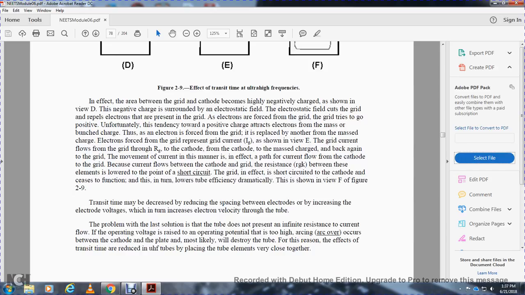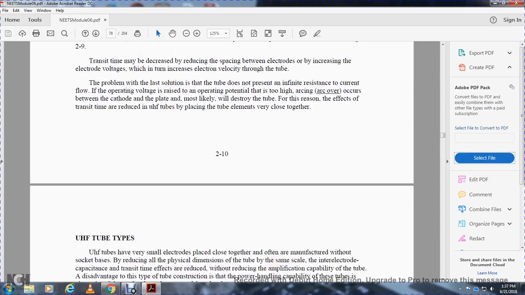Transit time may be decreased by reducing the distance between the electrodes and increasing the electrode voltage, which in turn increases the velocity of the electron in the tube. The problem with the last solution is that it is not present with infinite resistance of the current flow, and the operating voltage may be too high, causing arcing between the cathode and the plate. This will most likely destroy the tube. The effects of transit time are reduced in ultra-high frequency tubes by placing the tube elements very closely together.